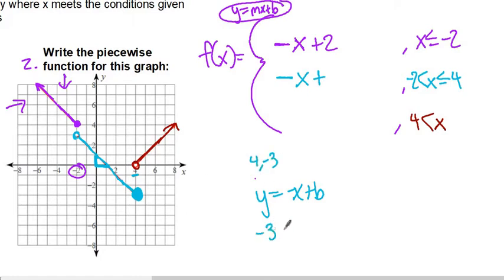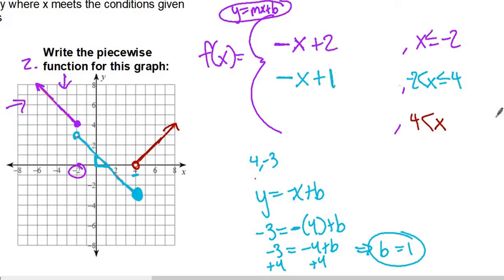So I'm going to plug in -3 for y and 4 for x. -4 plus b equals -3. Let's add 4 to both sides. And when we do that, we get b equals -3 plus 4 is 1. So b equals 1. There's our second of the 3 pieces.